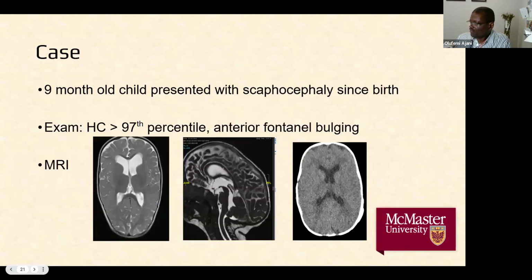This is just a case of one of our patients in which we required radiological imaging. This was a 9-month-old child who presented to us with scaphocephaly. You can see the cranial index is less than 0.75. You can see the scaphocephaly right here. And then the head circumference was above the 97th percentile, and the anterior fontanelle was bulging, which is uncommon in patients with craniosynostosis. So because of that, we obtained an MRI which showed hydrocephalus.